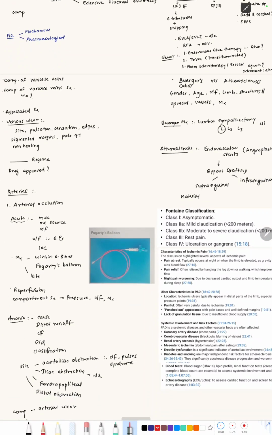Then what are the complications of varicose veins? Lipodermatosclerosis, atrophie blanche and all those things, ulcerations. Complications of varicose vein surgery: earlier the most common complication used to be wound infection, but nowadays it is not seen. Apart from that, hemorrhage and bruising can be seen, recurrence can be seen, but nowadays the most common complication is injury to the nerve. If it's the greater saphenous vein, the most commonly injured nerve is the saphenous nerve. If it's the small saphenous vein, then the most commonly injured nerve is the sural nerve.